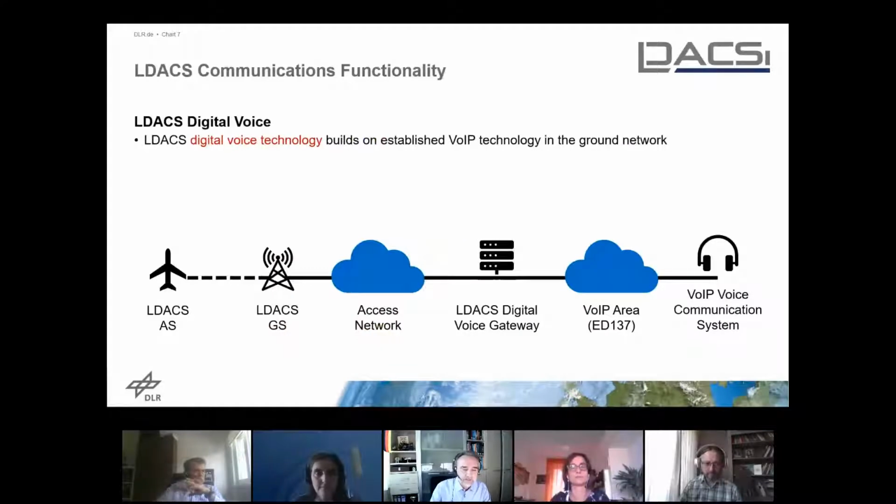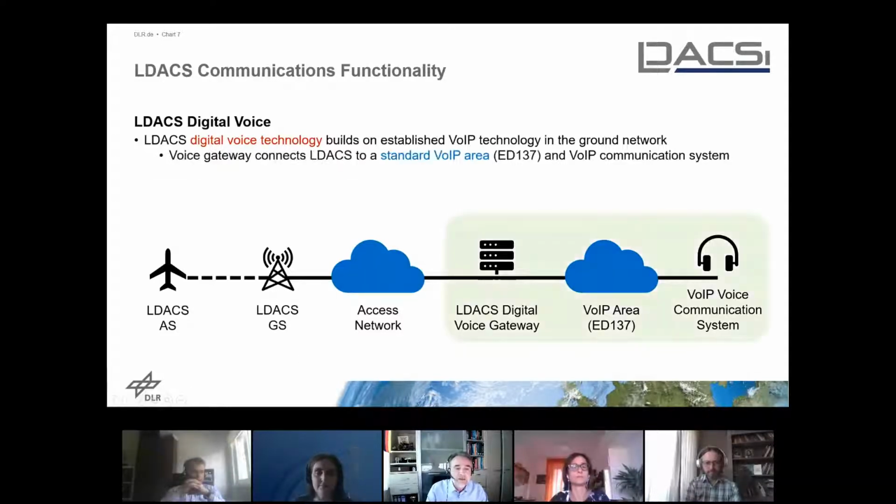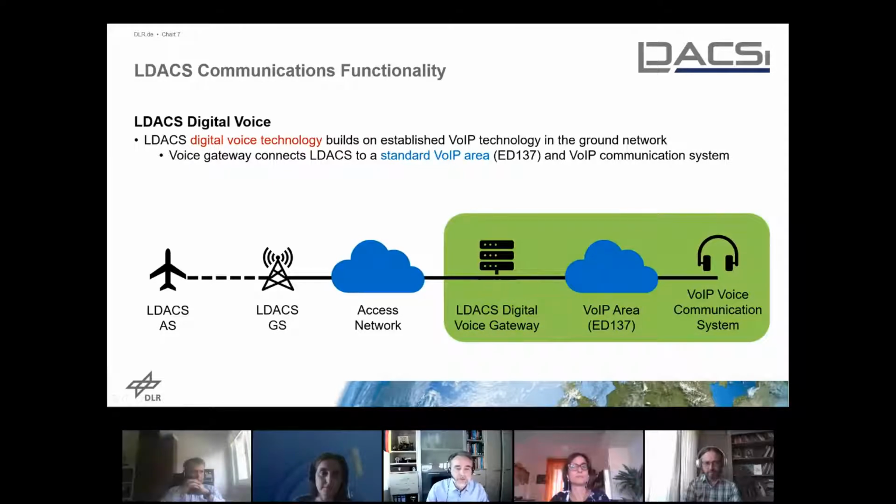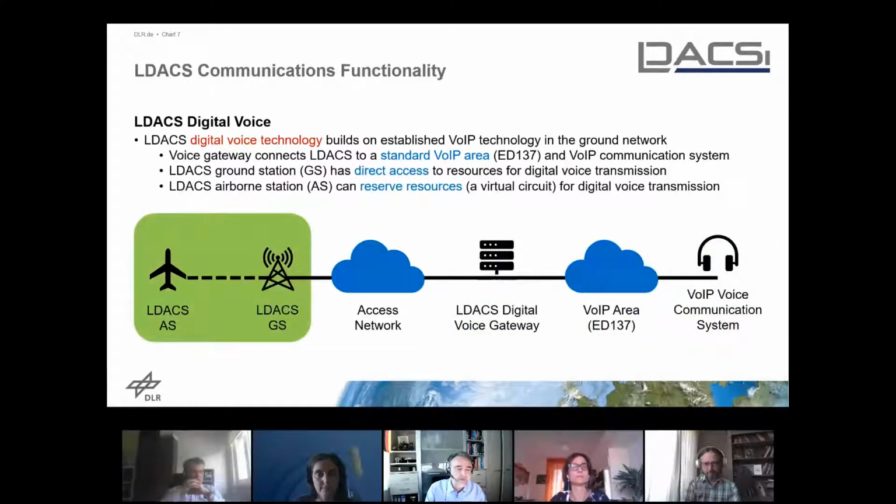Now some words about LDACS Digital Voice. LDACS Digital Voice technology builds on the established voice over IP technology in the ground network. So a voice gateway connects LDACS to a standard voice over IP area and the voice over IP communication system behind that. And on the other end, the communication between the ground station and the airborne station is handled in the following way. The ground station has direct access to the resources, so it's quite simple to transmit digital voice from the ground station to the aircraft. That can be done in a broadcast manner, or in a multicast manner, or in an addressed manner.